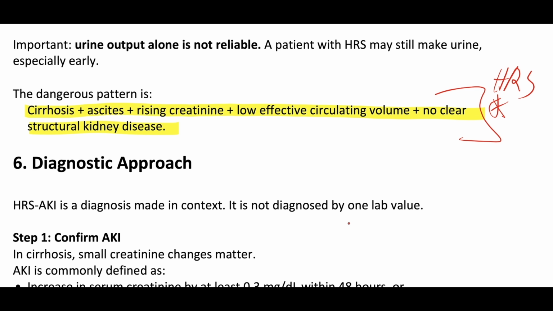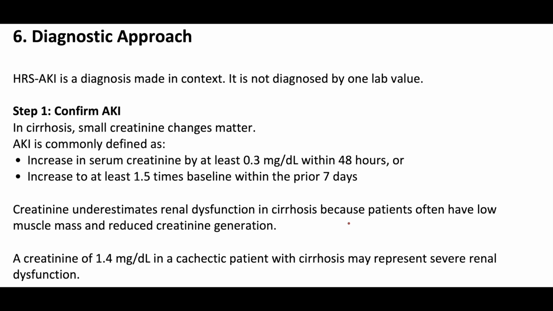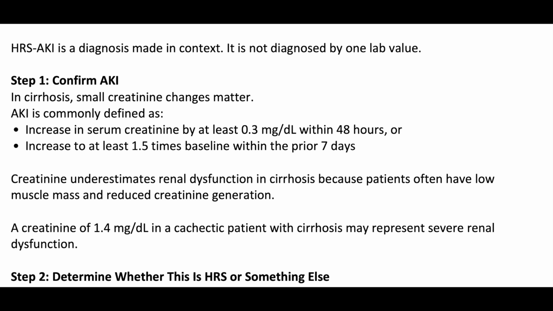So what's the diagnostic approach then? We spent a lot of time saying it's really hard to pin it down to one single thing, one single symptom. But how do we diagnose it? Well, it's honestly just as difficult, right? HRS is a diagnosis that is made in context. It's not diagnosed by one single lab value. So the first step is the obvious step. Confirm that the patient's got acute kidney injury to start with, and obviously cirrhosis.